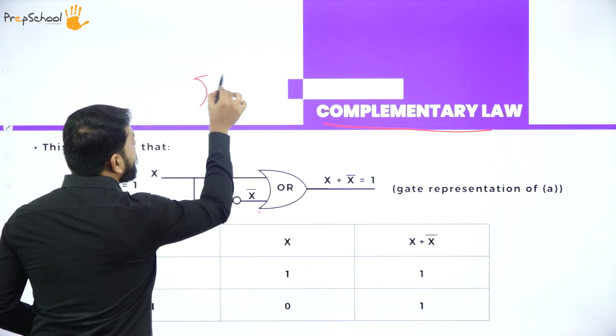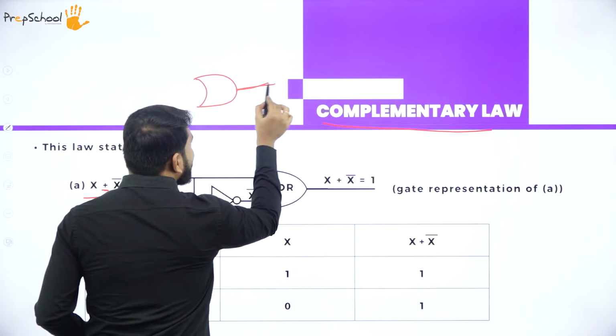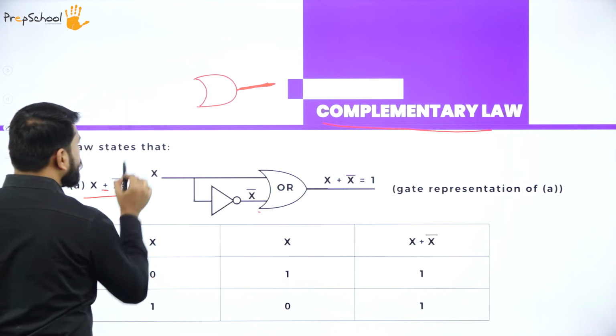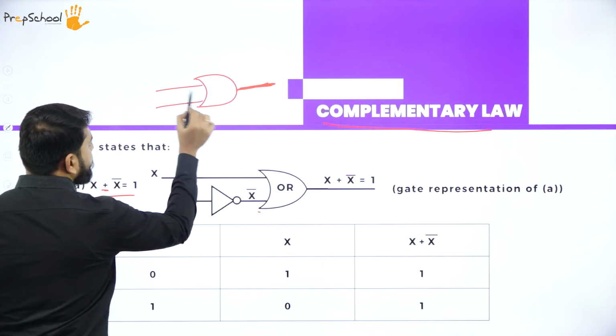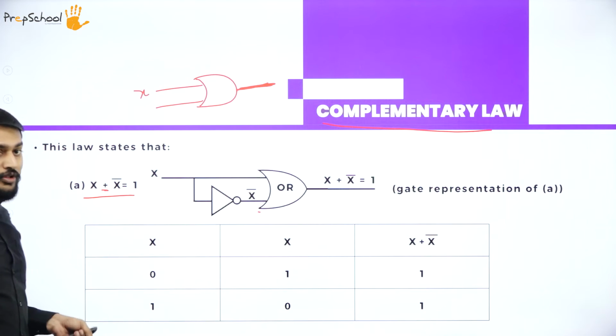So fine, let me just write it for you guys. I have to write the OR gate. Okay, I have the OR gate. How many inputs do I have? I have 2 inputs. What is the first input? I have X as the first input. What is the second one that I have?